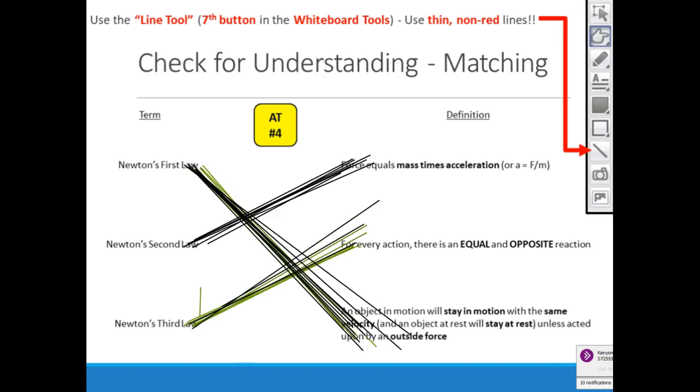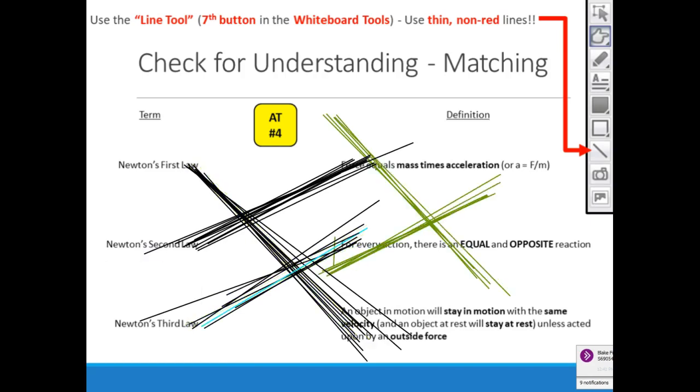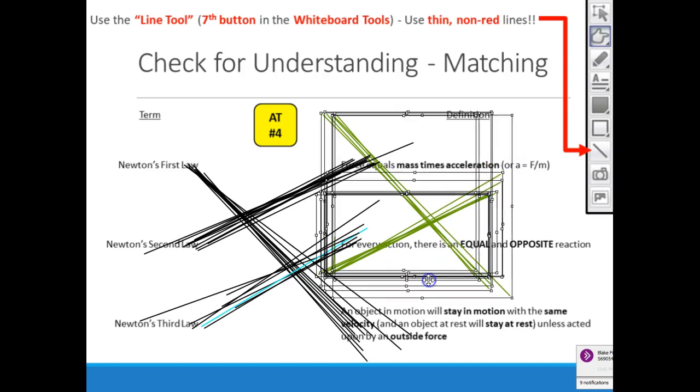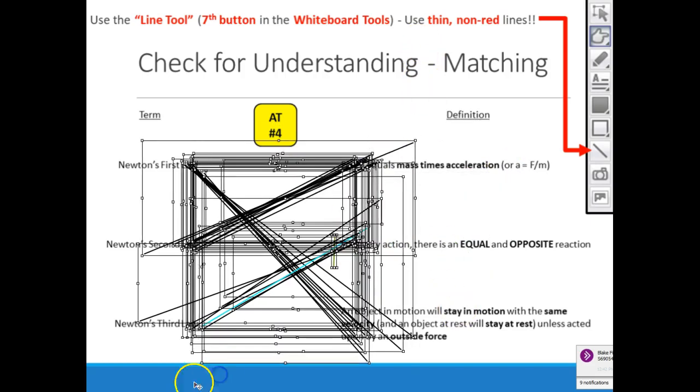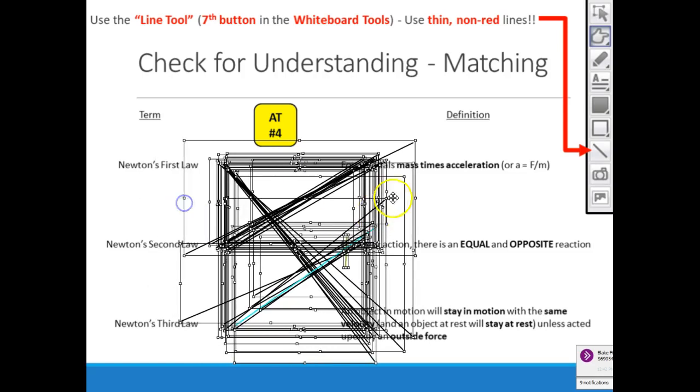Perfect. 5, 4, 3, 2, 1, and 0. Uh-oh, what happened over here? We went a little bit crazy over there. All right, let me go ahead and shrink this down, make sure that we understand this.